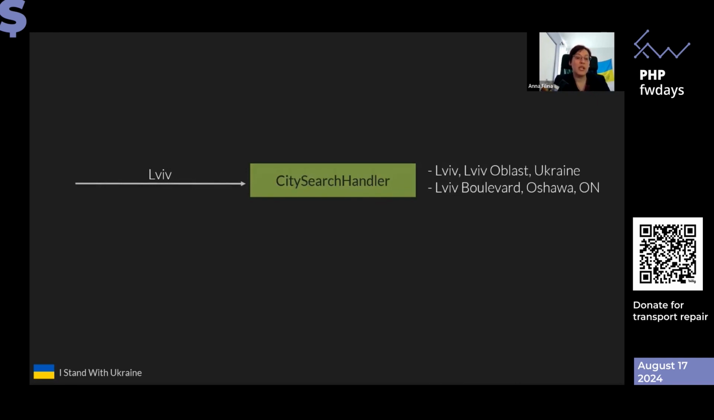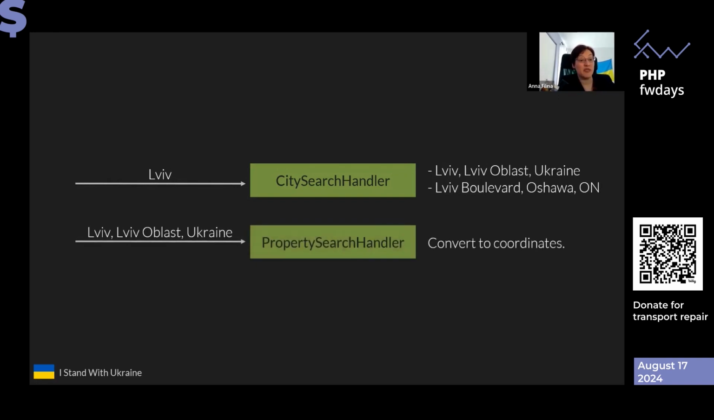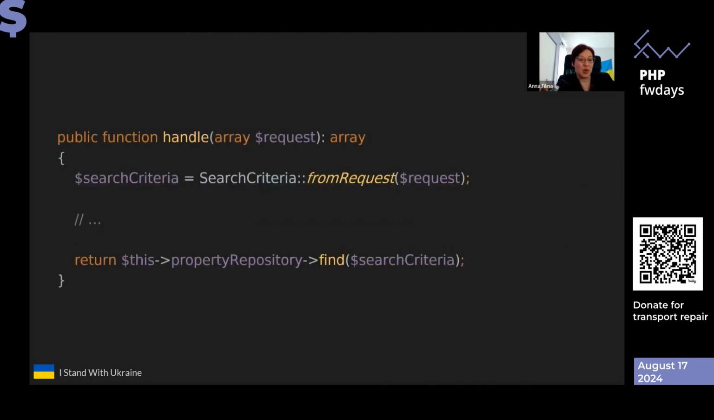Right. So now we need another handler for the city search, where they would type the city, they will get some results, they will pick one of those, and the second action is going to search by the specific city, and then it will convert to coordinates for the purpose of the SQL query. So we're going to grab the search criteria from the request, because again, now we keep changing what the request format is. So let's just encapsulate that in the search criteria itself. So it's going to unpack the request any way it likes. So when that changes, we don't have to go and update every handler.